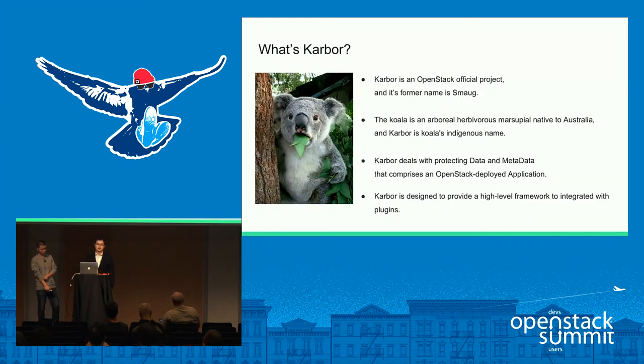So this project is Karbor. Karbor is an OpenStack official project, and its former name is Smaug. Karbor is a koala's native name. This animal is very cute, and it lives in Australia. This animal has a pocket, so it means Karbor could protect everything in OpenStack. Karbor is also designed to provide a high-level framework to integrate a lot of plugins, like plugins from some vendors.